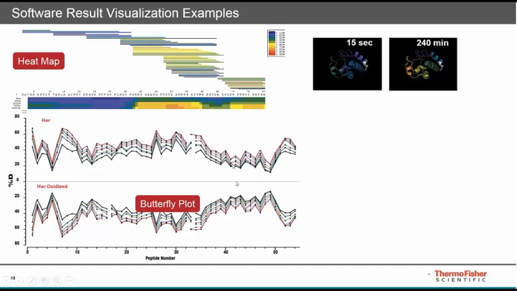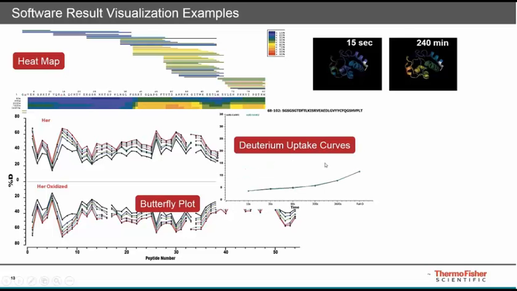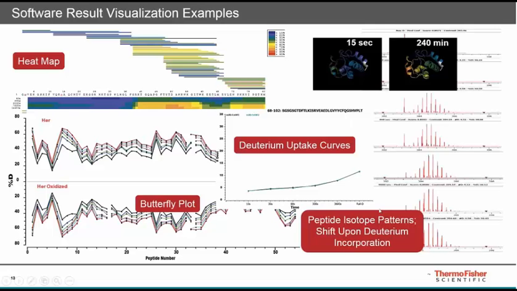There are also butterfly plots that are comparing the two different samples, indicating the degree of exchange based on the peptide number. Then we have deuterium uptake curves that also show the deuterium uptake of an individual peptide over time. And lastly, we have the view of the isotope patterns of individual peptides and how they are developing over the time course of the experiment.